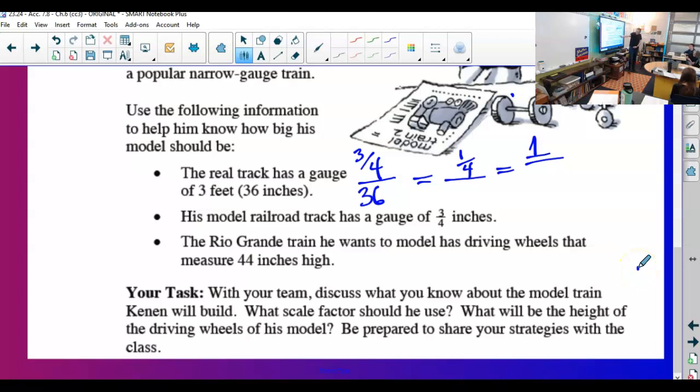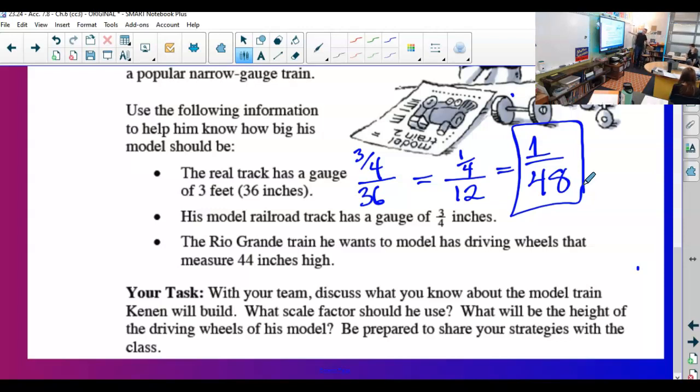Divide by 3. What's 36 divided by 3? 12. So then how do I go from 1/4 to 1? That's 4. Yeah, and that makes this. There's our scale. It's 1 to 48. My train compared to the real thing, it's 1 compared to the 48 that the actual one would be.